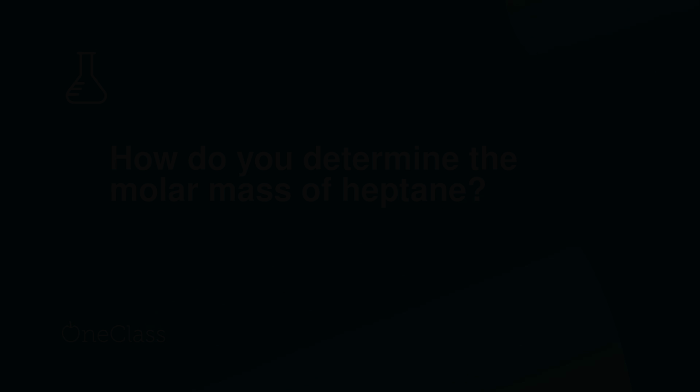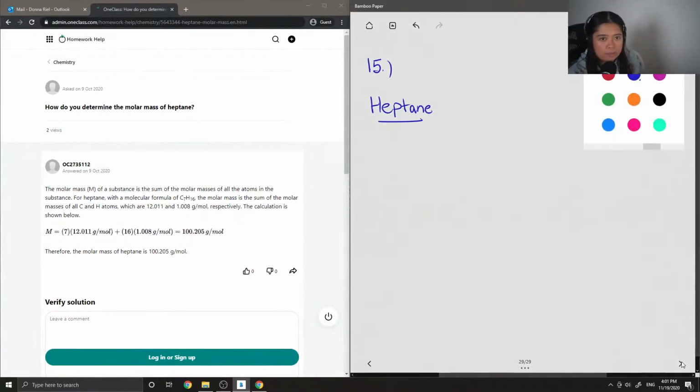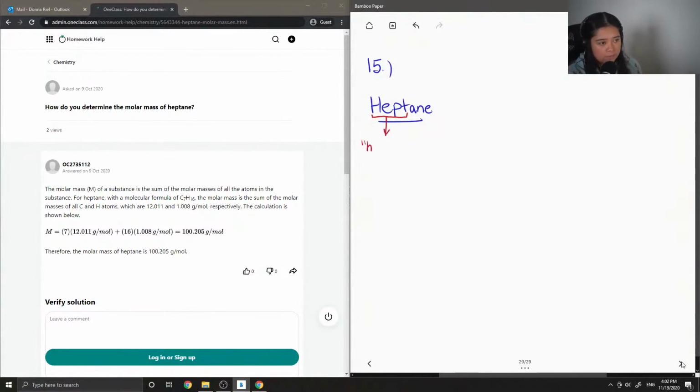To question 15. How do you determine the molar mass of heptane? Okay, so let's pretend like we don't know the chemical formula for heptane. So let's try to analyze the name. So it has a prefix of hept, which tells us that there are 7 carbons in the parent chain.